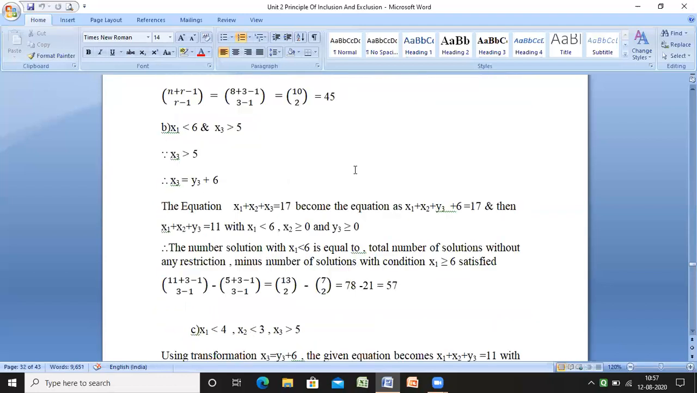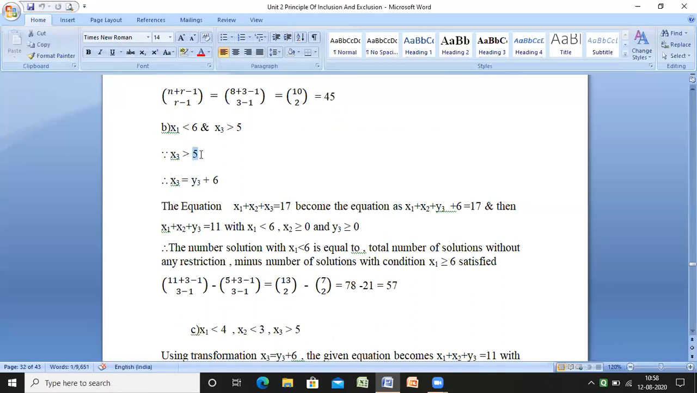So the method to solve this: now we are going to take the right hand side, x3 is greater than 5. Let me increase that value by 1, and I'm going to transform it as x3 equal to y3 plus 6. I don't know what the value of y3 is, but I added plus 6 to satisfy this condition.